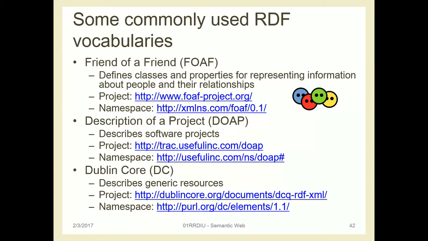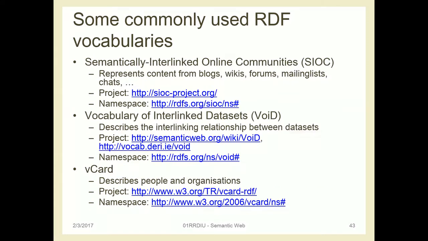Just to give you some ideas about existing vocabularies, we can mention, for example, Friend of a Friend, that defines classes and properties for representing information about people and relationships. Or if you want to talk about software projects, you can use this vocabulary. This is called the Description of a Project. The Dublin Core that I mentioned in my last class is to do with describing generic resources, for example, defining its title or the author or the creation date and the main subject and so on.